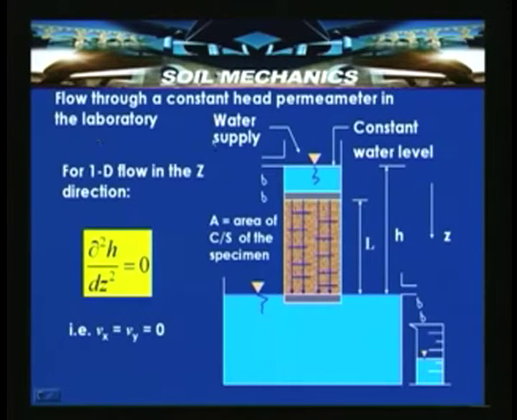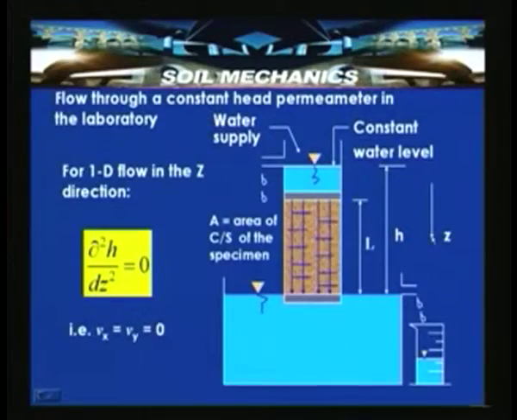So, flow through a constant head permeameter in the laboratory turns out to be a one dimensional flow example. In such a case, the governing equation can be written as dou square h by dou z square is equal to 0. In the last lecture we discussed that z is the depth, the direction over which the flow is taking place from top to bottom. So, for one dimensional flow in the z direction, the governing equation of continuity is dou square h by dou z square is equal to 0.